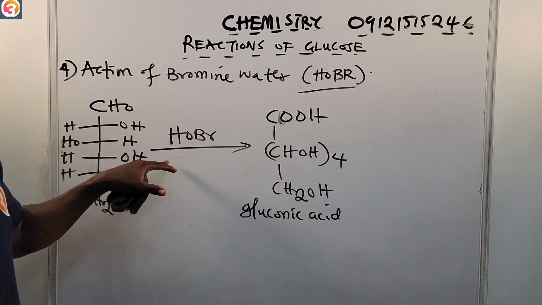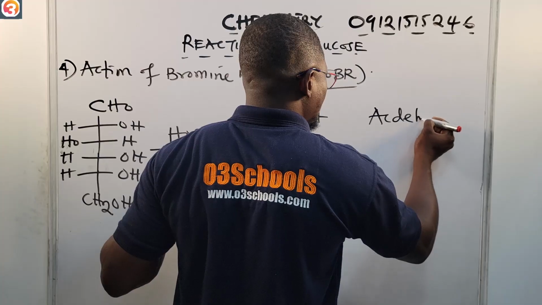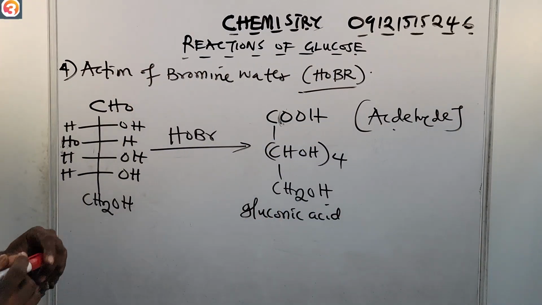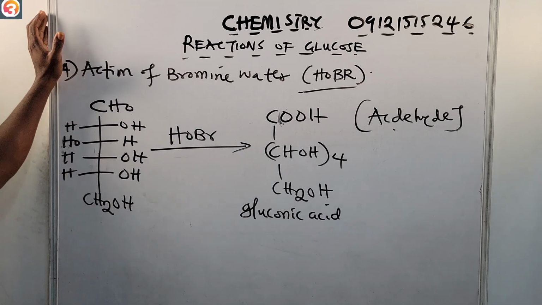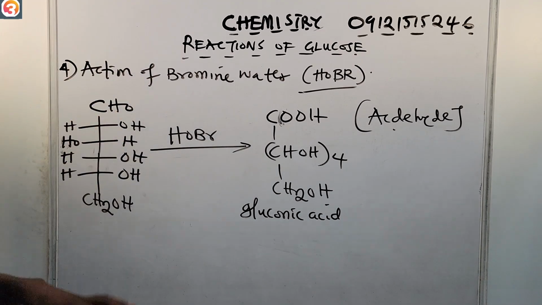Okay, and this confirms to us that the carbonyl group that is present in the glucose is an aldehyde. It's an aldehyde functional group. Okay, it's an aldehyde. That the carbonyl group present is an aldehyde. That is the purpose of the action of bromine water on glucose.